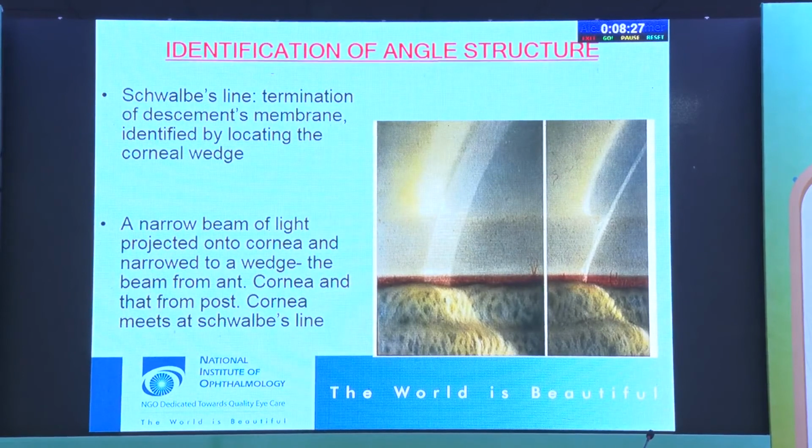Something basic like identifying the Schwalbe's line: it is the termination of Descemet's membrane, identified by locating the corneal wedge. So this is how there is a corneal wedge. I think Dr. Satyan will show you a very good video about clinical gonio. There is a narrow beam of light projected onto the cornea and narrowed to a wedge, with a beam from anterior cornea and posterior cornea. Where they meet exactly, there is the Schwalbe's line.